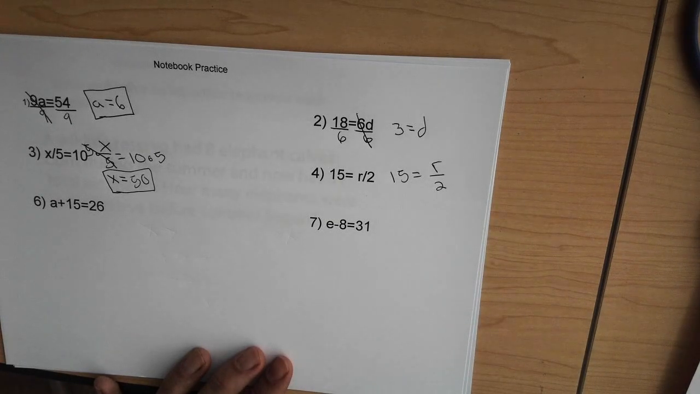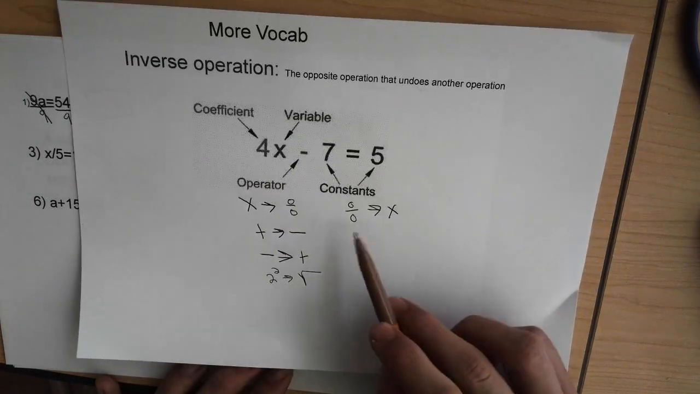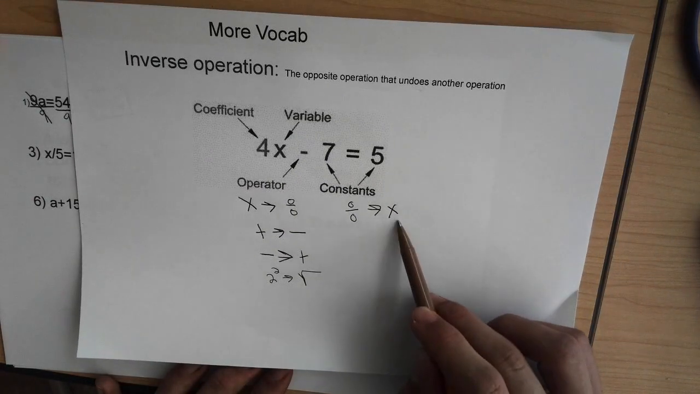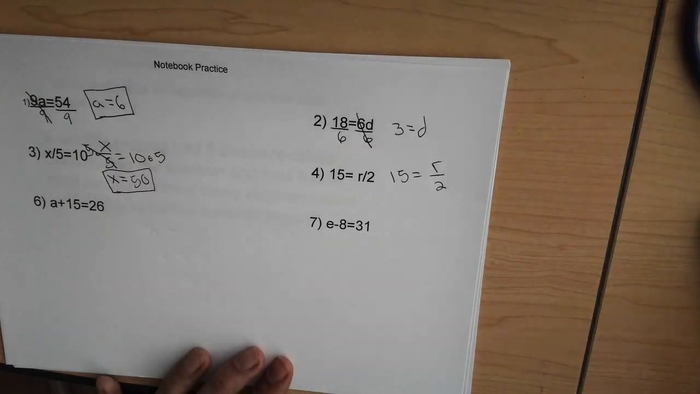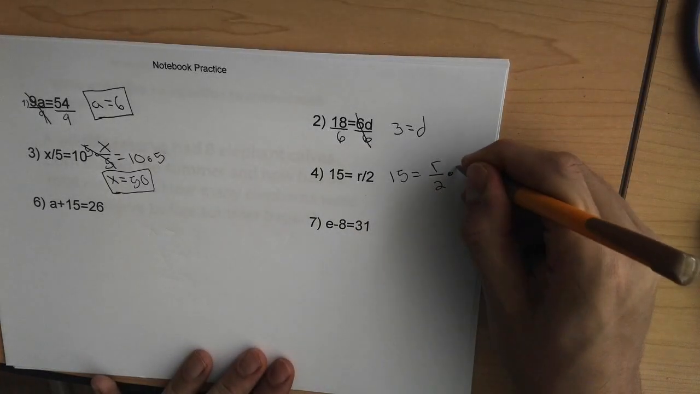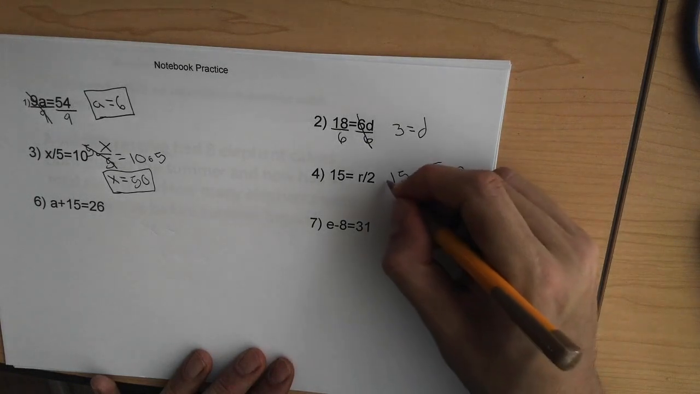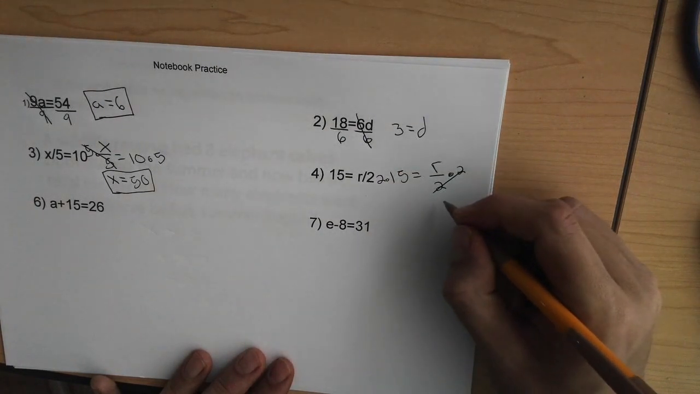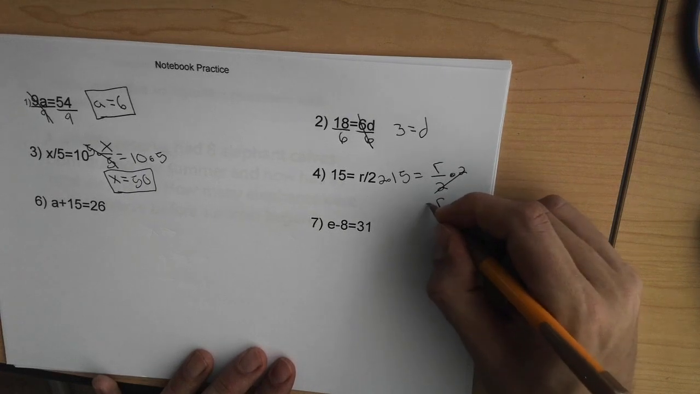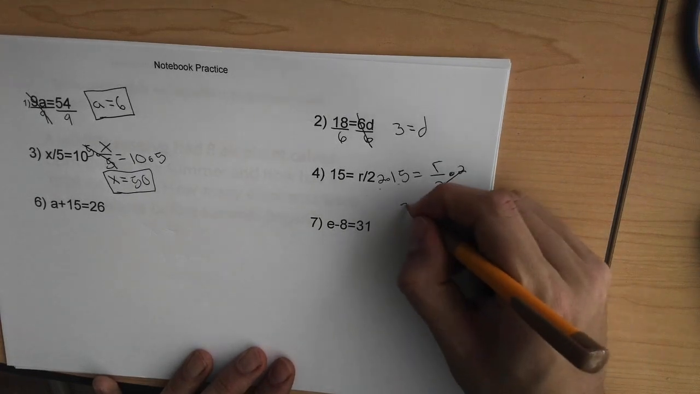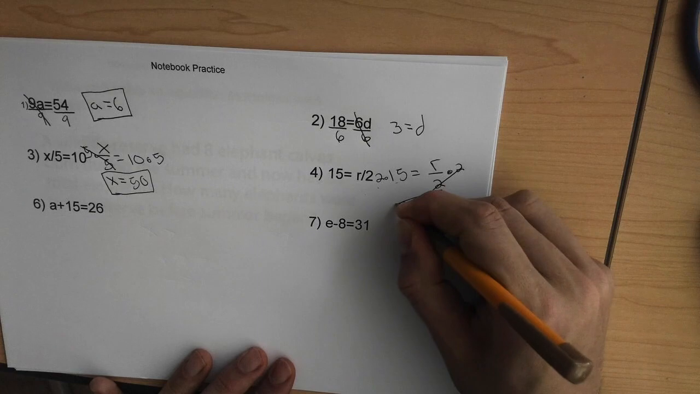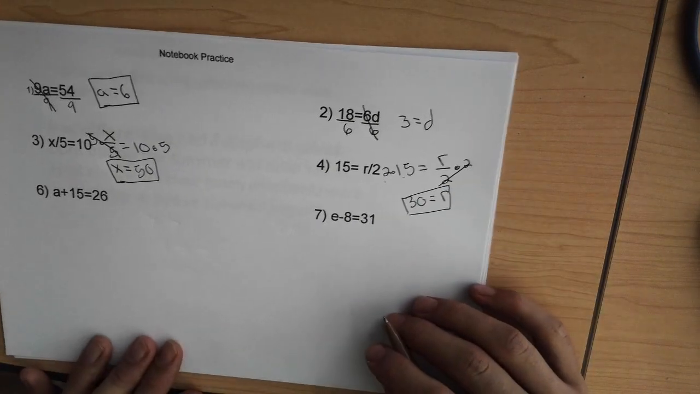What operation do we need to do to undo it? If we're dividing, we need to multiply it. Multiply by 2 on the right side. Multiply by 2 on the left side. We're left with r is equal to 2 times 15, which is 30.